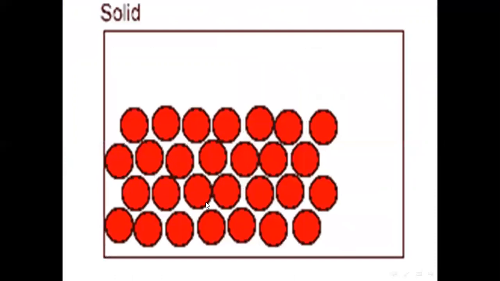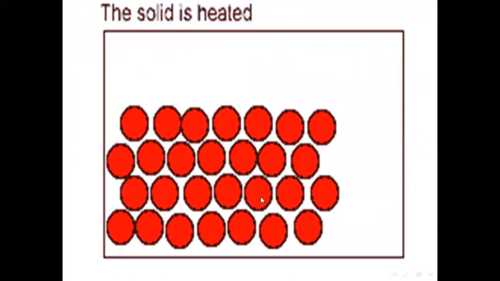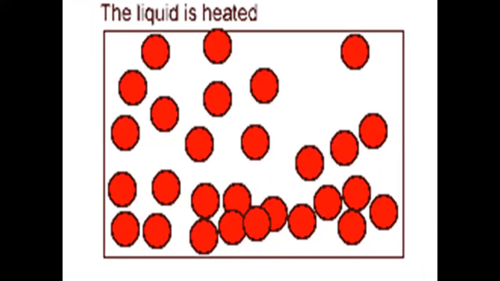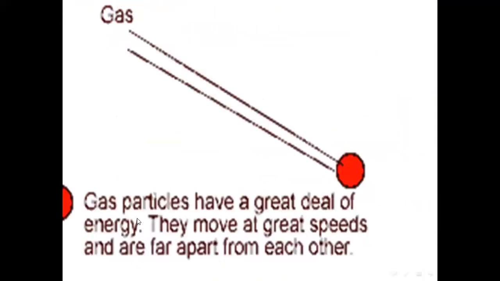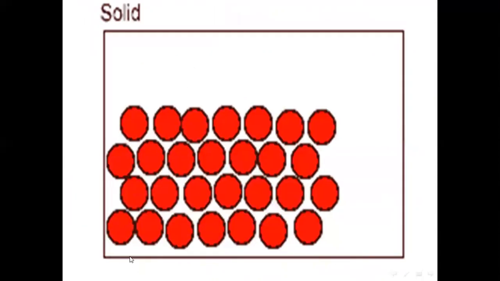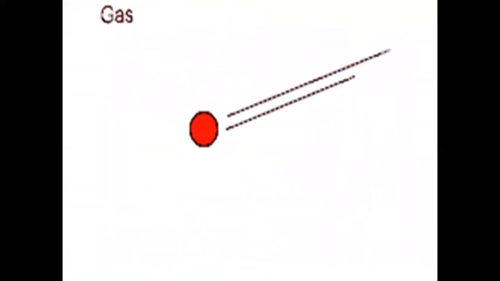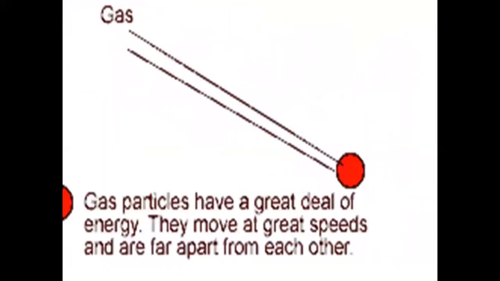When the particles are in solid state, they don't move, and when the solid is heated, they change into liquid, and when the liquid is heated, particles convert into gas form, and gas particles have a great deal of energy. They move at great speed. And gas particles have a great deal of energy, and they move at great speed.